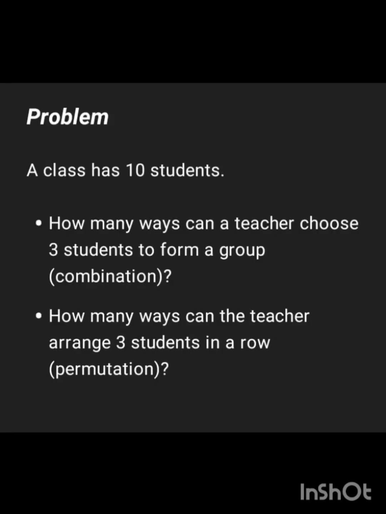We want to solve combination and permutation. For example, here is a problem we want to solve. A class has 10 students. How many ways can a teacher choose 3 students to form a group? That's a combination question. The second one is, how many ways can the teacher arrange 3 students in a row? That is a permutation question. So let's check it out with Sympy Python.